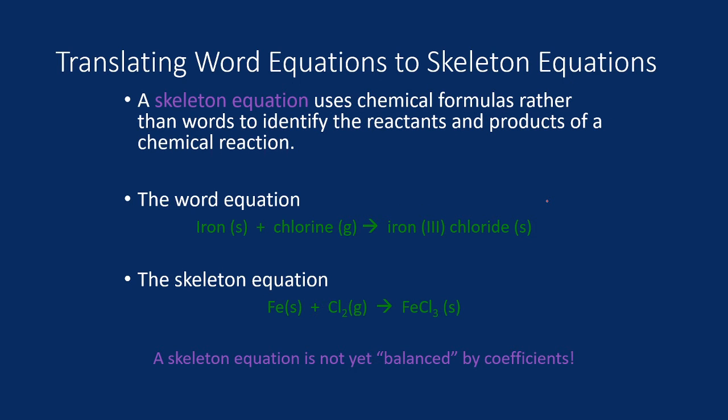Next, coming to translating word equations into skeleton equations. So basically, we learnt about word equations. A skeleton equation means an equation which is represented with the symbols representing the element or the compound. For example, here we can see iron. Iron is represented as Fe and chlorine as Cl2. So if we combine it, Fe plus Cl2, which gives us FeCl3. Now it is known as FeCl3, and this is known as the skeleton equation.